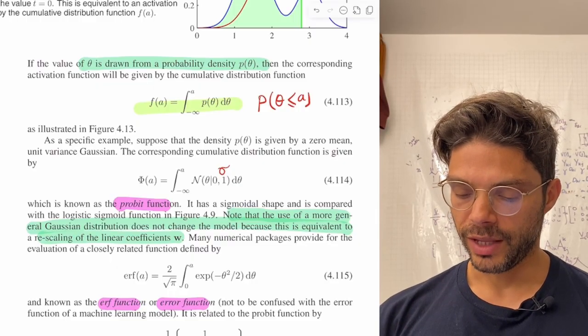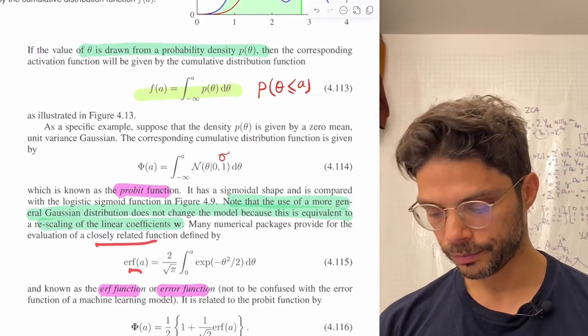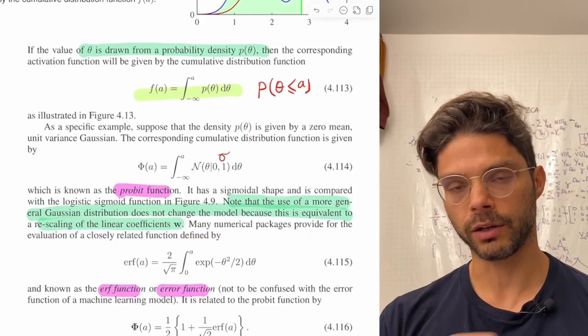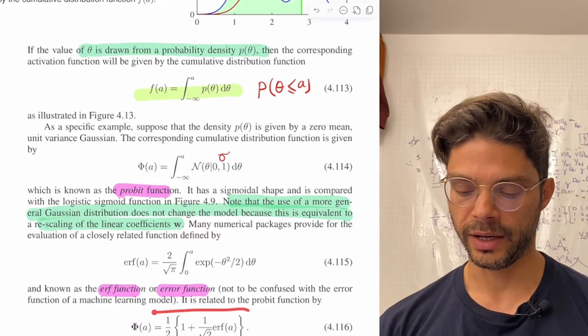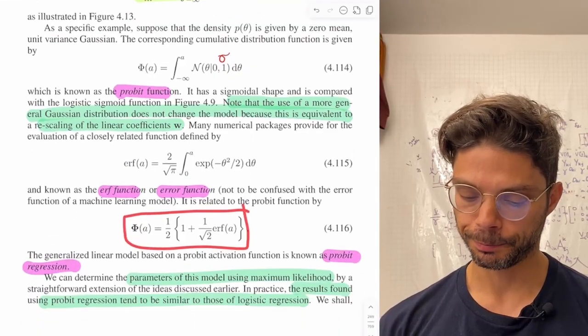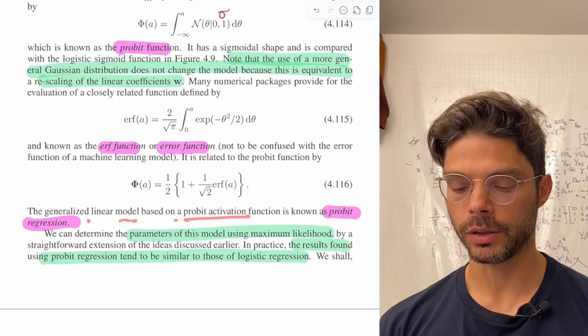Okay, so now do we get this Probit function? Typically not, but we have a closely related function called the error function, which you might have seen. This is integrating the standard Gaussian from 0 to a, and they're related, so that's how you go from one to the other. The generalized linear model based on a Probit activation function is known as Probit regression.